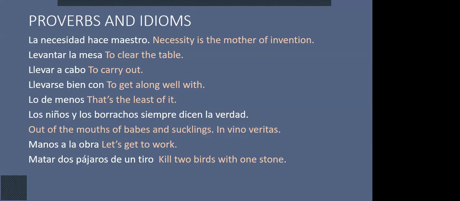Look at this, manos a la obra. It's simply let's get to work. Okay, it's the best possible stock phrase for it. Matar dos pájaros de un tiro, to kill two birds with one stone. And so forth. So, okay.